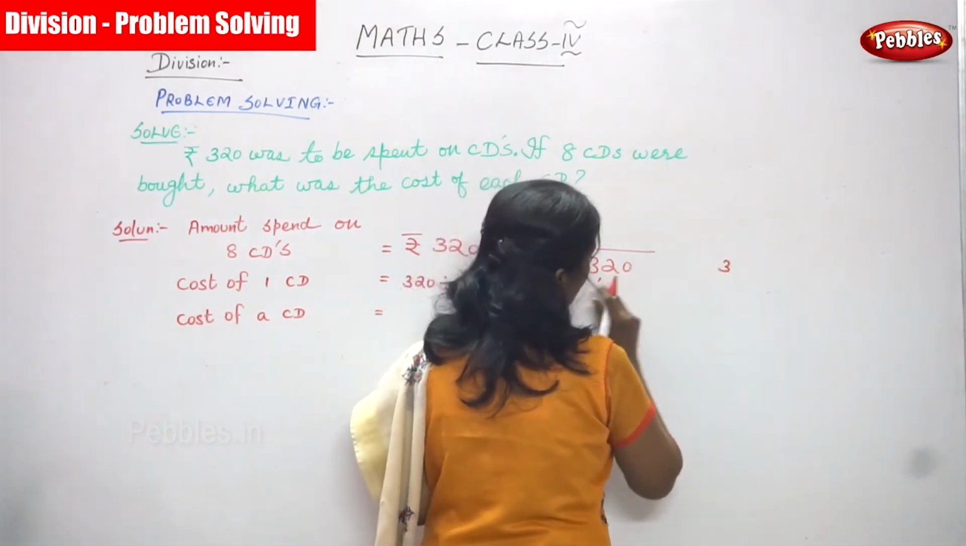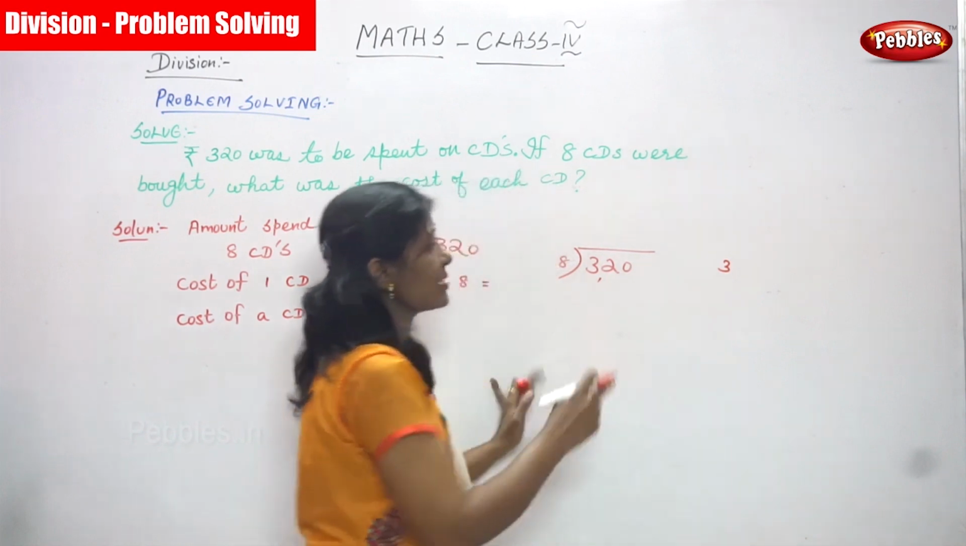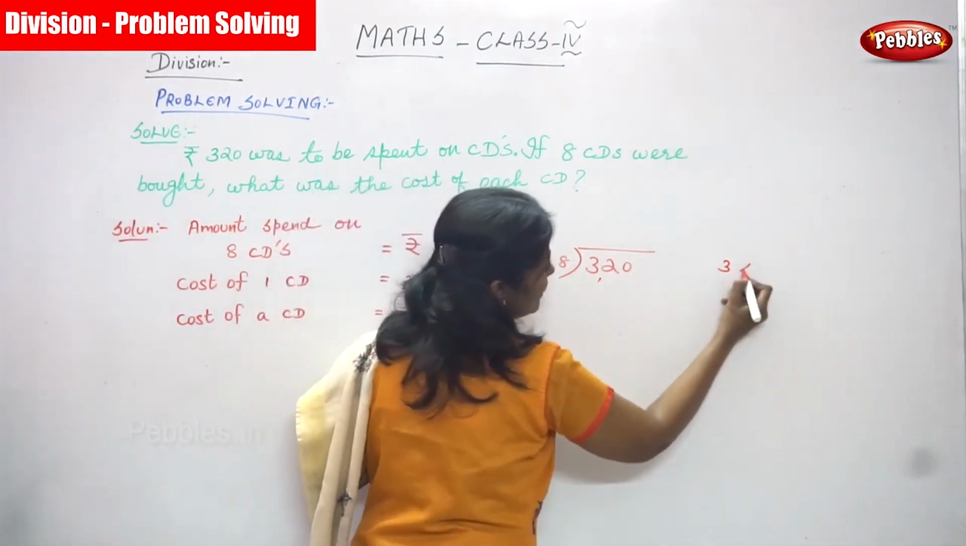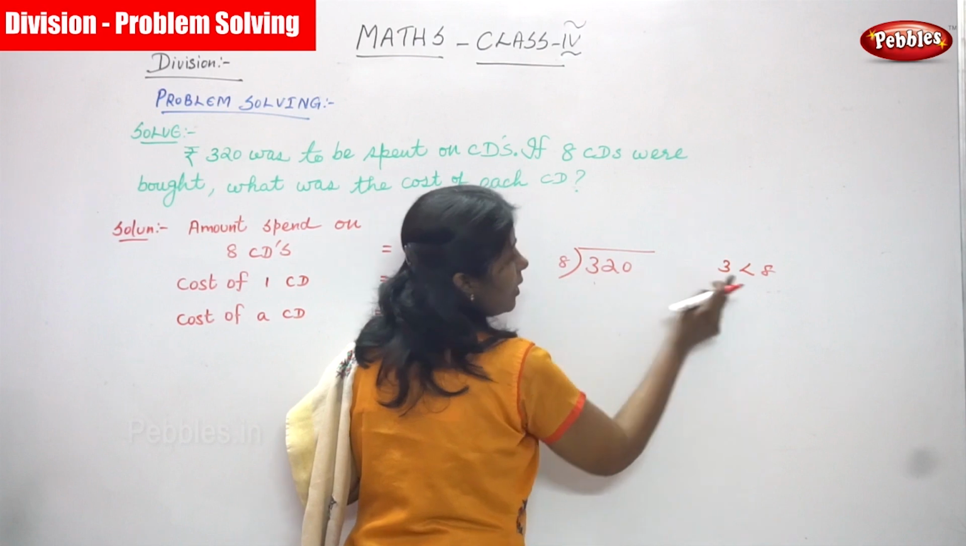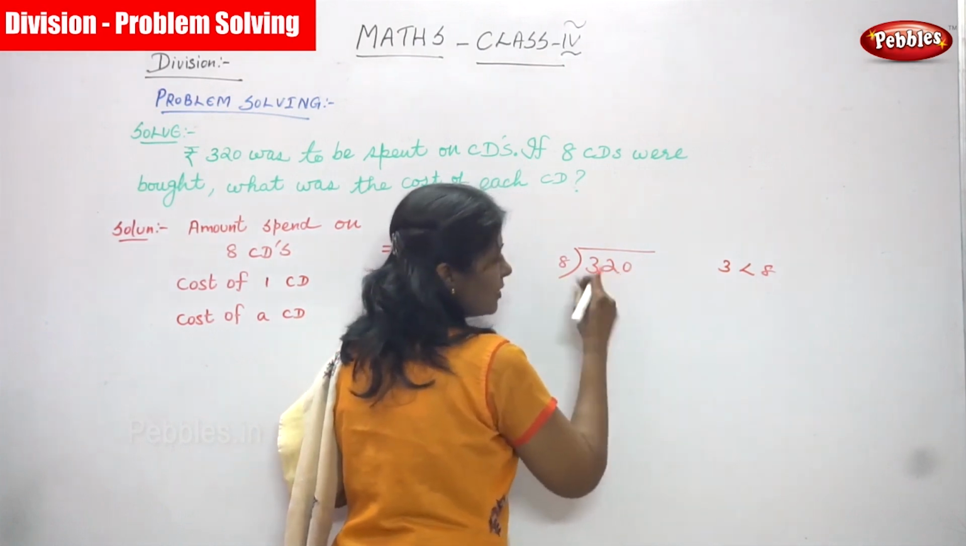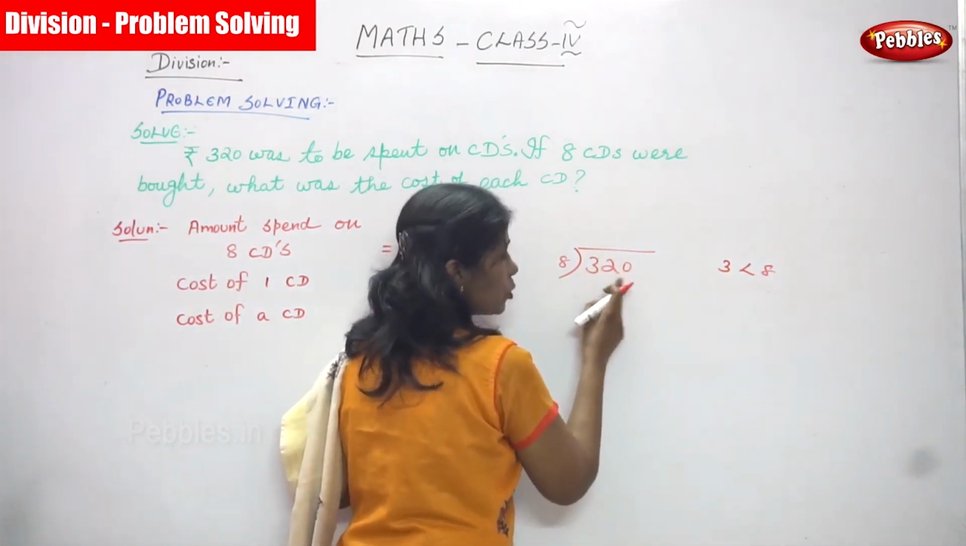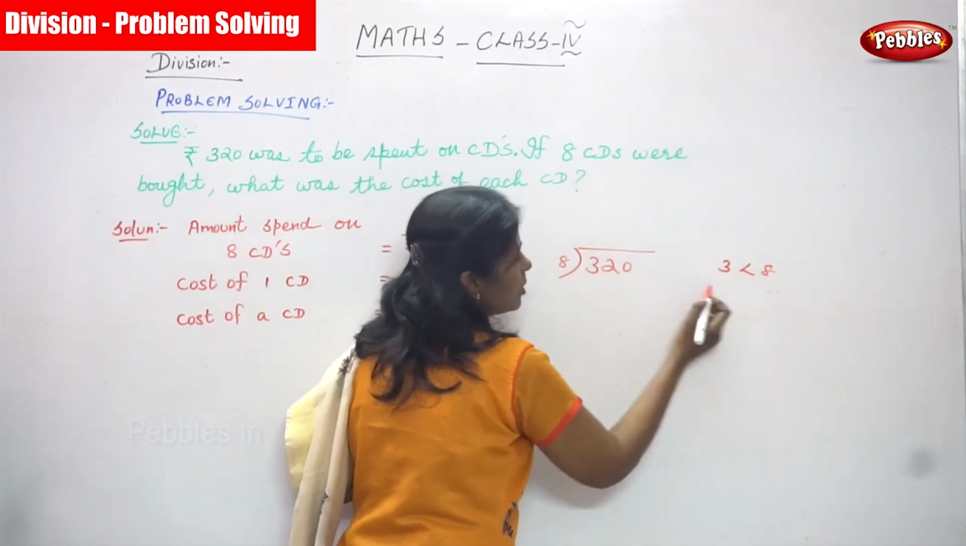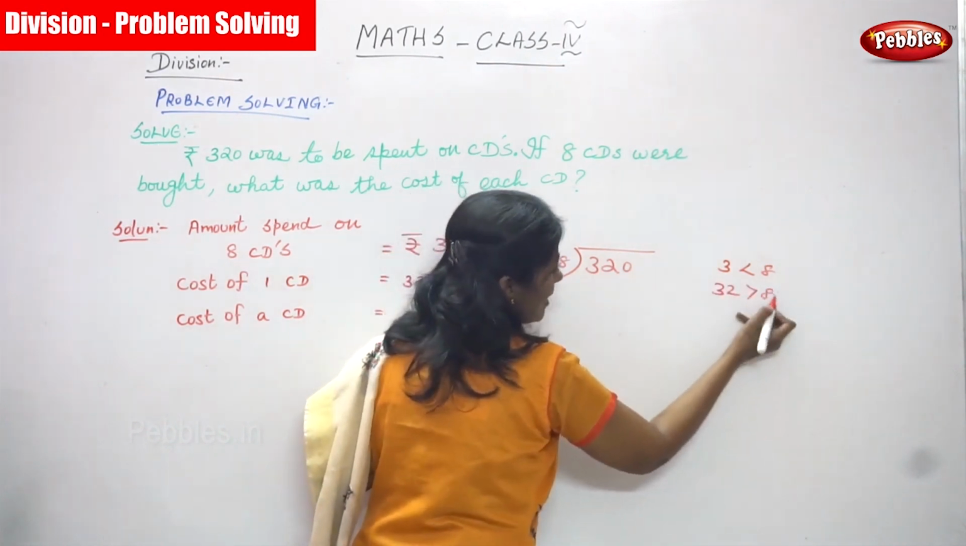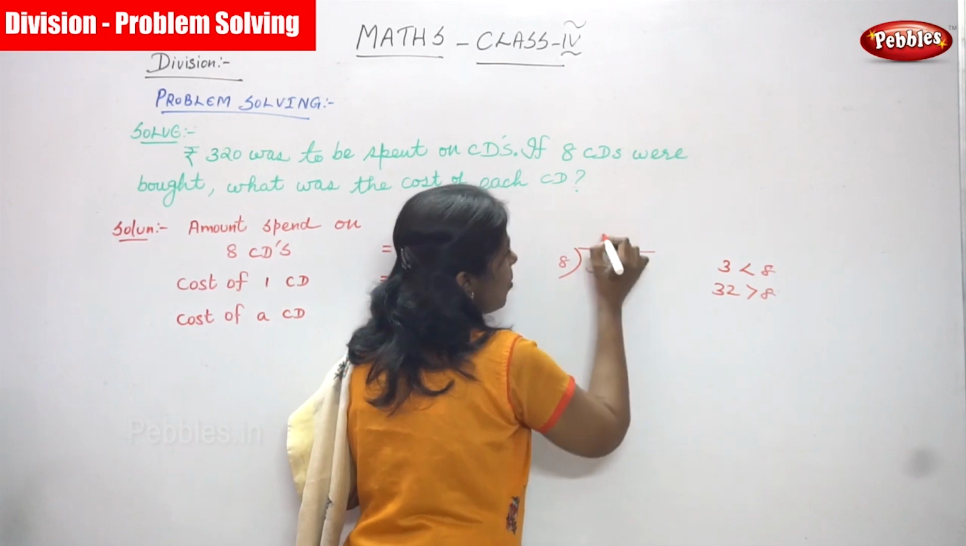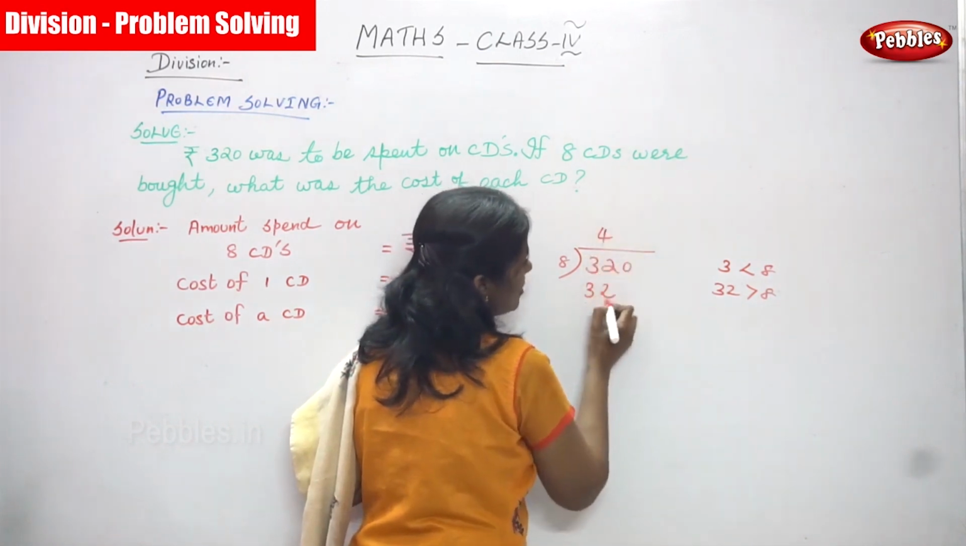Now we are going to see the hundreds place value. 3 is compared with 8. So 3 is less than 8. You can't divide, so you go to the next digit, that is 2, and add it. That means 32. 32 is greater than 8. So in 32, 8 goes how many times? 4 times. So 8 4s are 32.